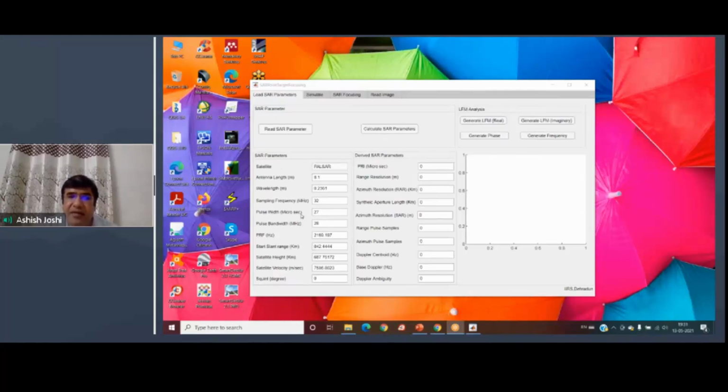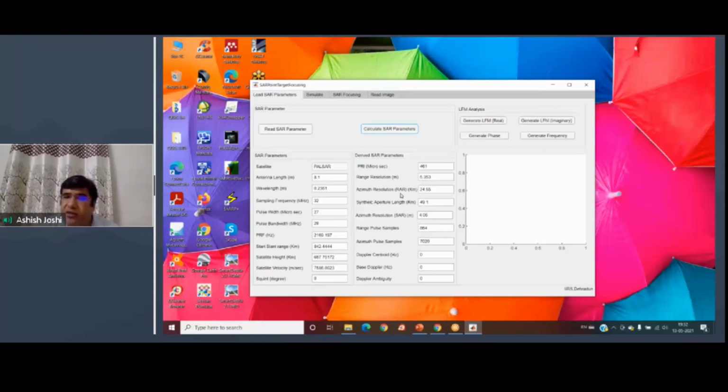Using these parameters, we can process the SAR data. First I will simulate one point target, to show how the data is simulated. I have read the SAR parameters, and now I will calculate some of the SAR parameters. Based on these parameters, we have calculated the PRI and range resolution. The range resolution formula is C by 2B. On substituting, it gives a range resolution of around 5.3 meter.